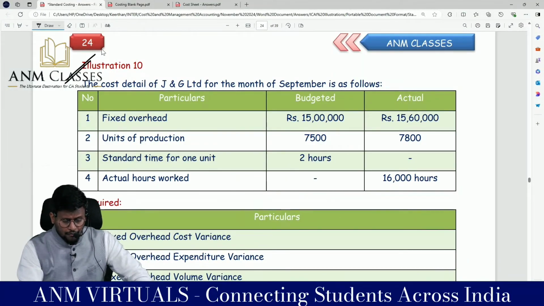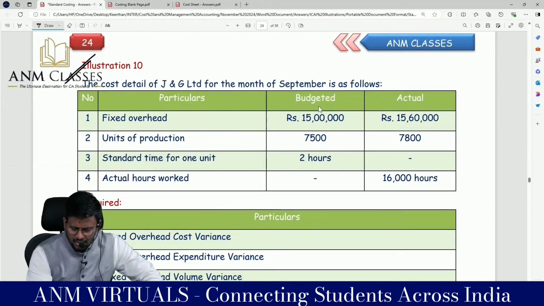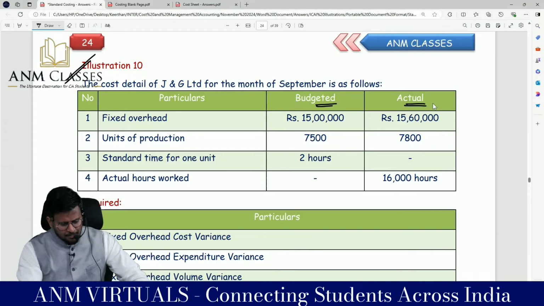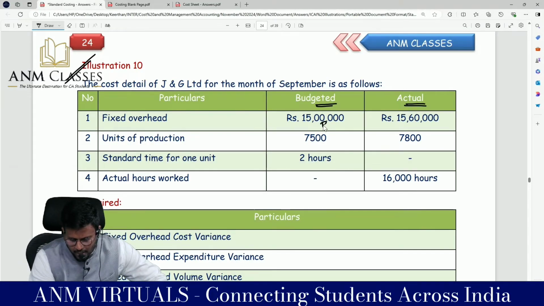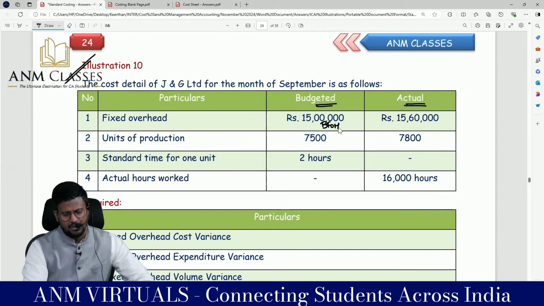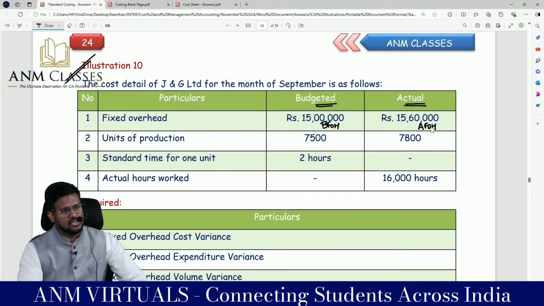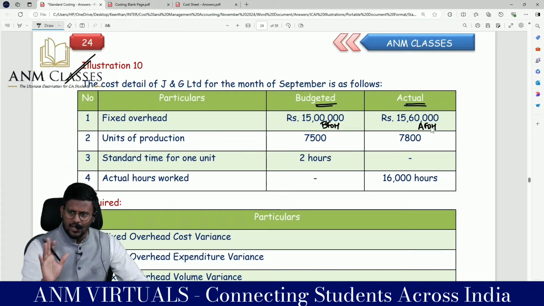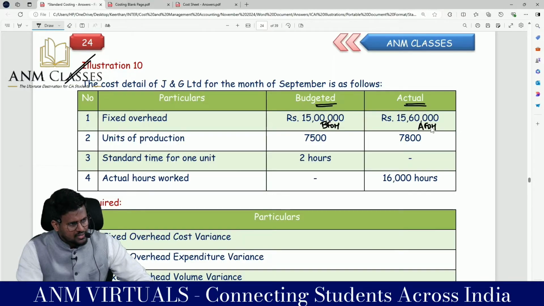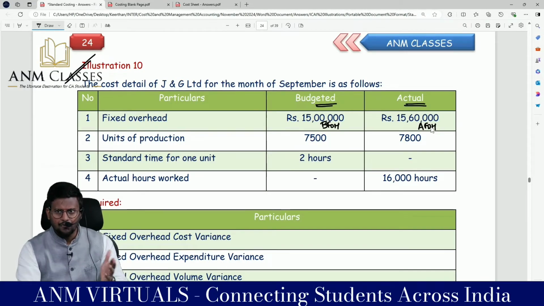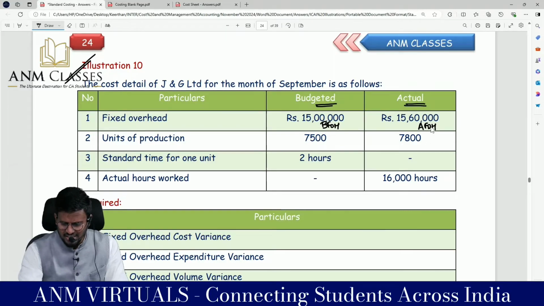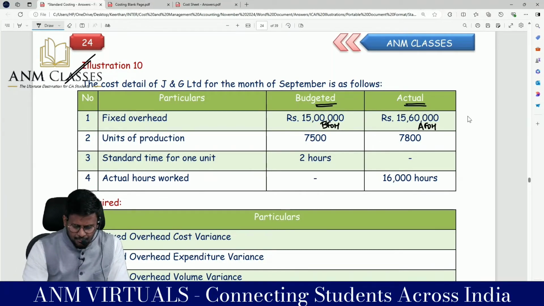Cost details of J and G Limited for the month of September are as follows. This is the budgeted and this is the actual. Budgeted fixed overhead, that is BFOH, is 15 lakh. And AFOH, actual fixed overhead, is 15 lakh 60,000. From there itself, we can calculate the fixed overhead expenditure variance, which is BFOH minus AFOH. So 60,000 adverse is the fixed overhead expenditure variance.